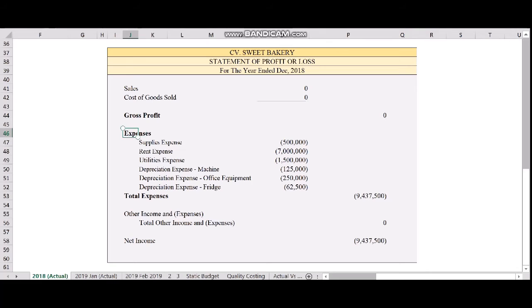Next are the expenses. There are supplies expense, rent expense, utilities expense, depreciation expense machine, depreciation expense office equipment, depreciation expense fridge. You will get the total expense 9,437,500. There is no other income and expense also. So lastly, the net income is 9,437,500.